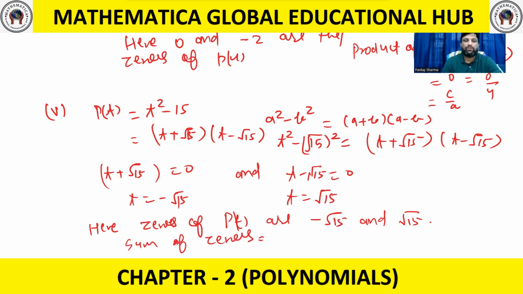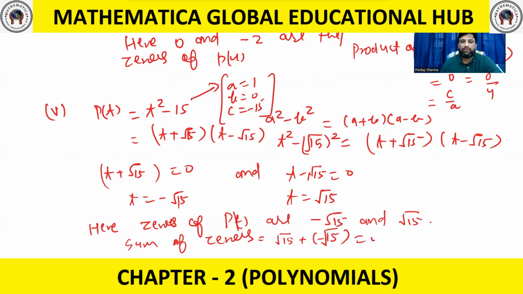So here in this problem, a is what? Coefficient of t square, 1. b, there is no coefficient of t, so 0. And c is minus 15. Sum of zeros, root 15 plus minus root 15, if I add, it will be equal to 0. So this will be equal to minus b by a; 0 we can also write like that, 0 by 1.